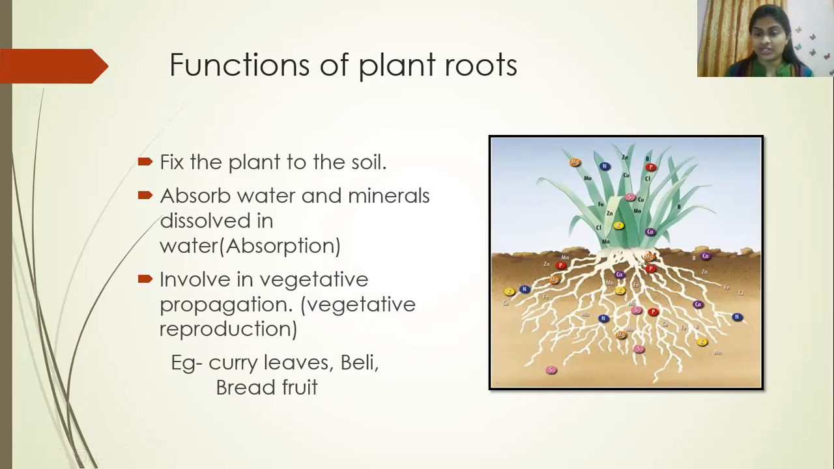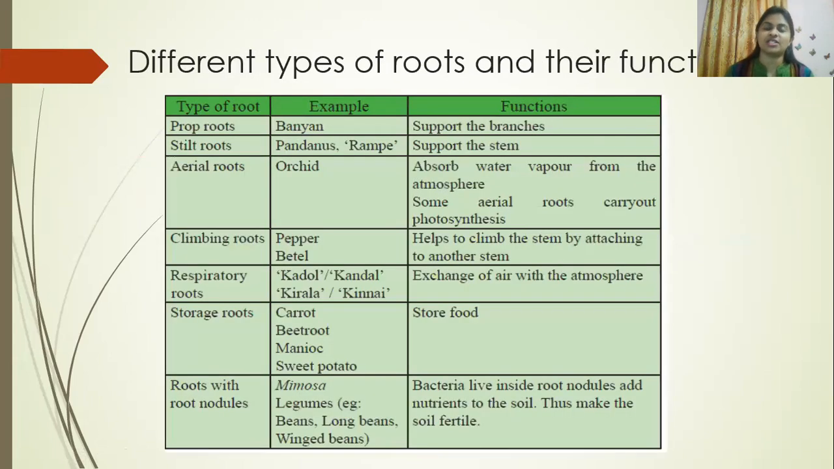Those are the main functions. There are so many other functions other than this. At least remember these three. These are the main three functions. We are coming to a very interesting topic now. We are going to identify different types of roots and their functions. First one, what is the first one given there? Prop roots. The example is given as banyan trees. Hope you have seen banyan trees. The function of that is supporting the branches.